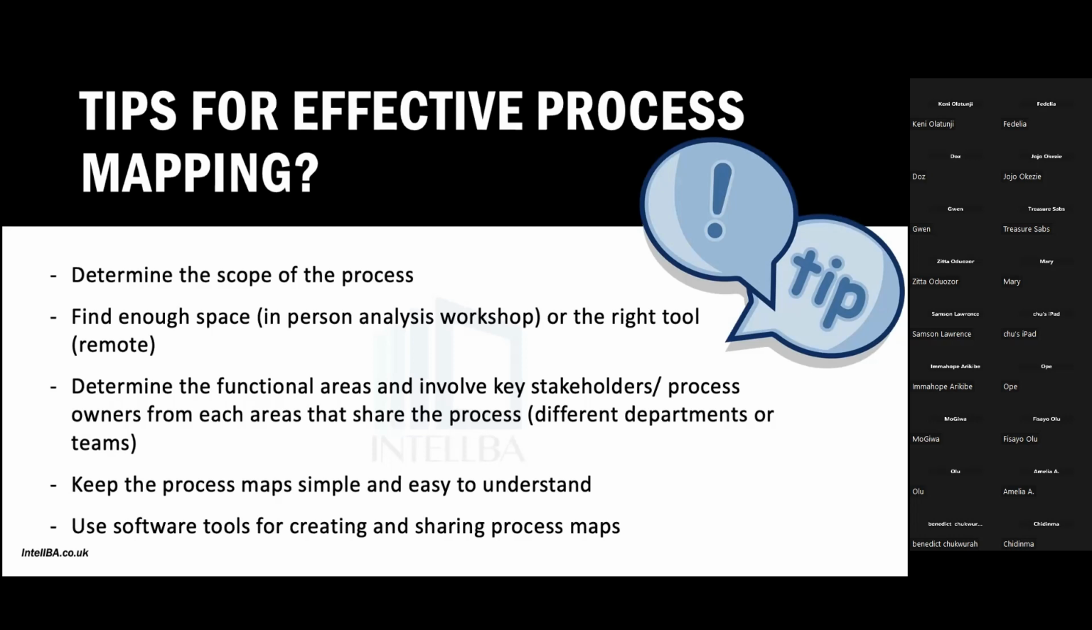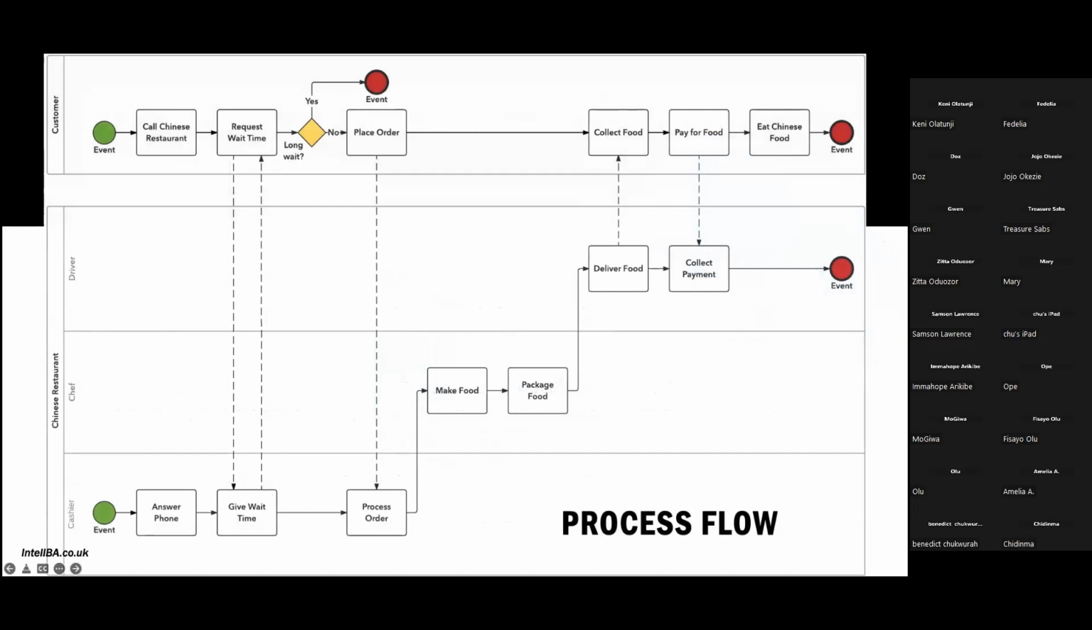I thought a process map begins with a start and finishes with an end. Yes, it does. If we go back to the previous slide, that is a start. That's the BPMN start, the green one here. The one with a thick border is an end. Yeah, it starts here by them calling the Chinese restaurant. It ends here by them eating Chinese food. So it has a beginning and an end.